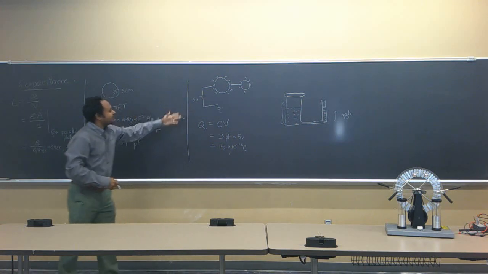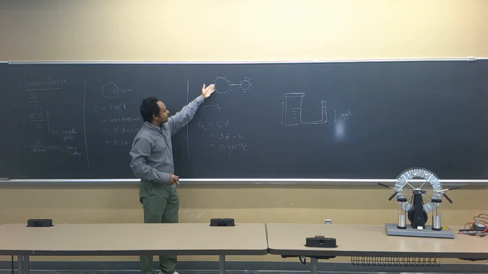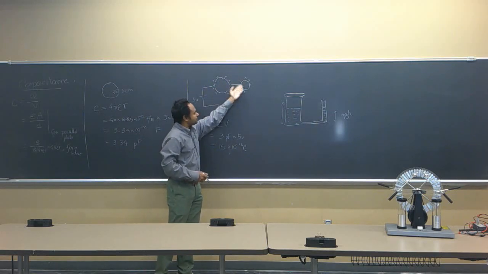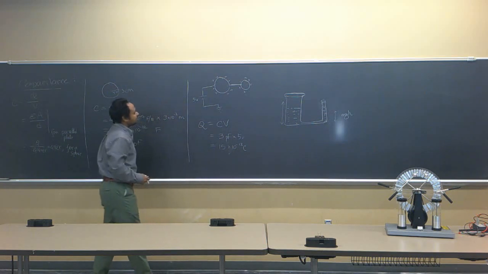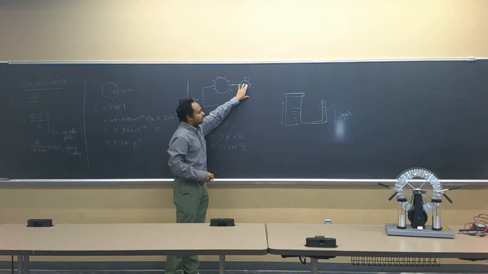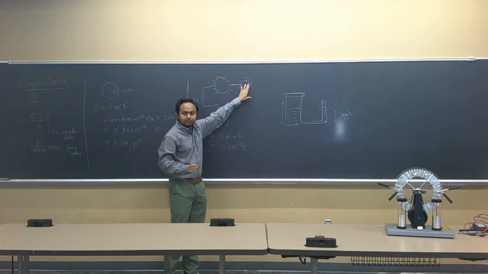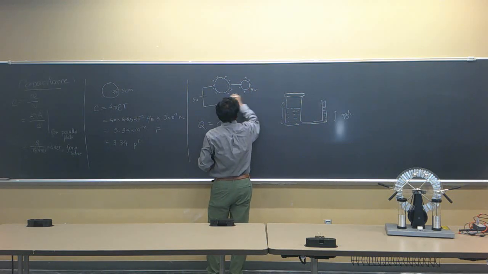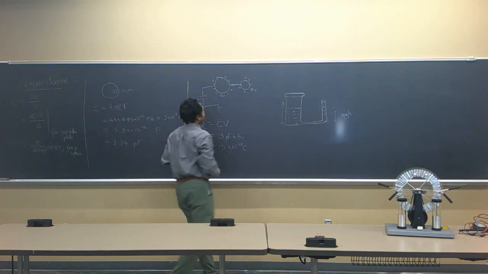So back to the question. If I apply 5 volts on the bigger sphere and connect the smaller sphere with the bigger sphere with this conducting wire, how much voltage do I expect at the smaller sphere? Same voltage, right? So this is also 5 volts, and this is also 5 volts.